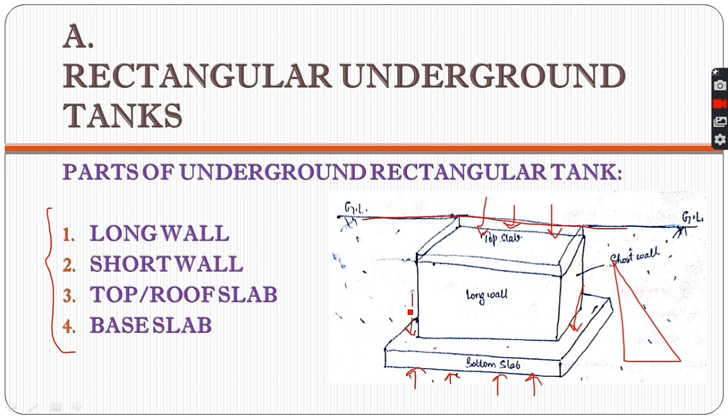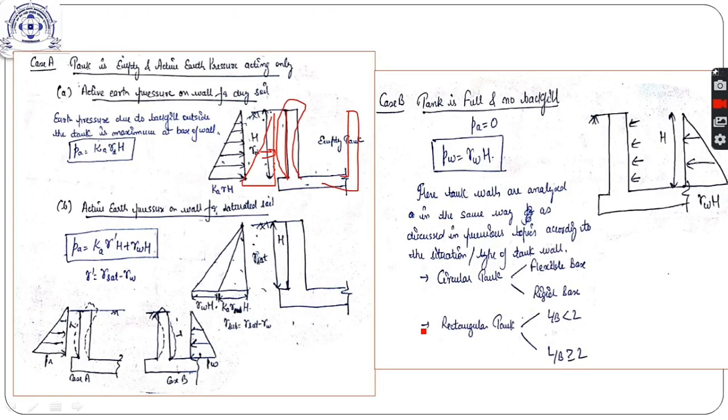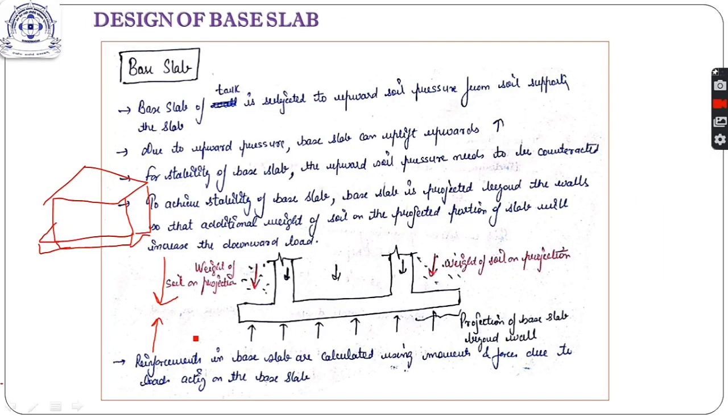So the main purpose of this particular projection is that due to this projection, the soil will rest on this slab, and the weight of this soil will add to the downward force. So our purpose is to increase downward force so that it can counterbalance the upward force. So this downward weight of the soil in the projected portion will help us in that.